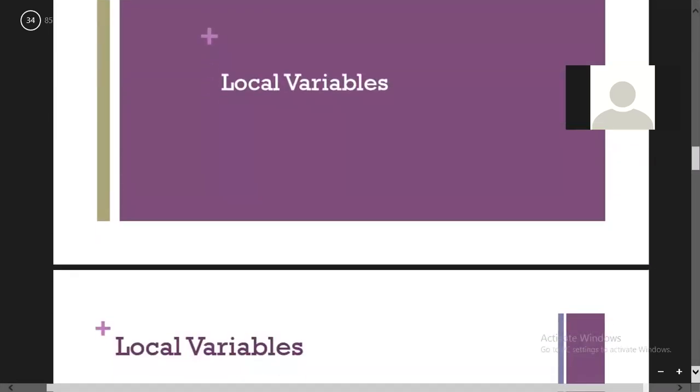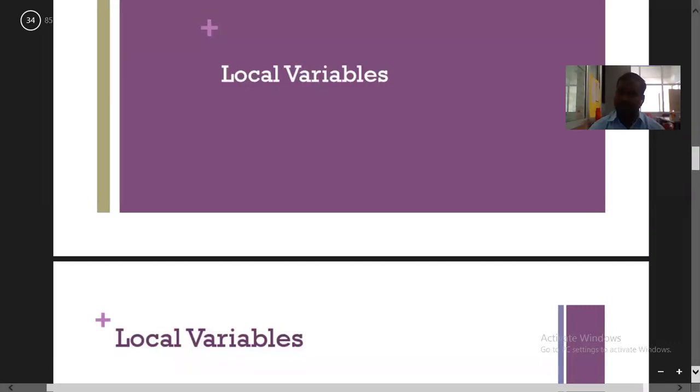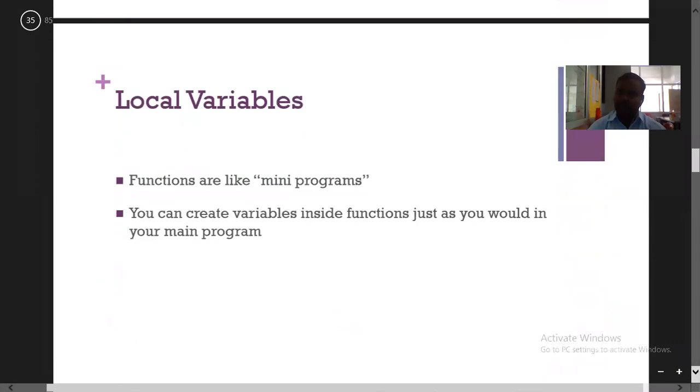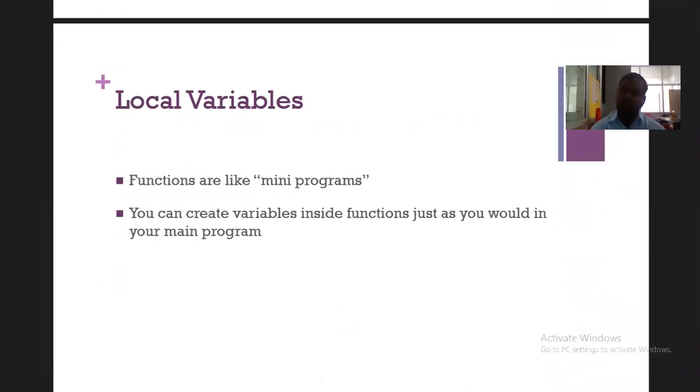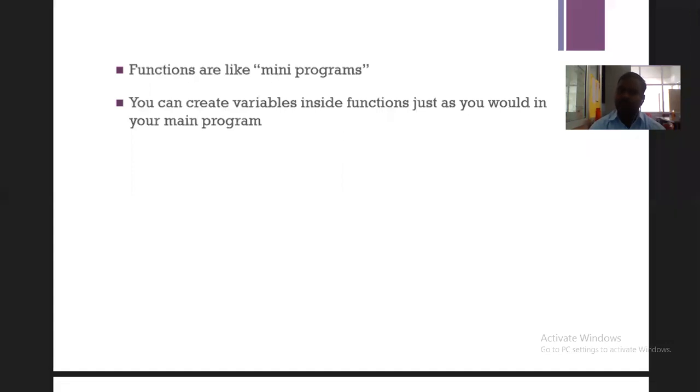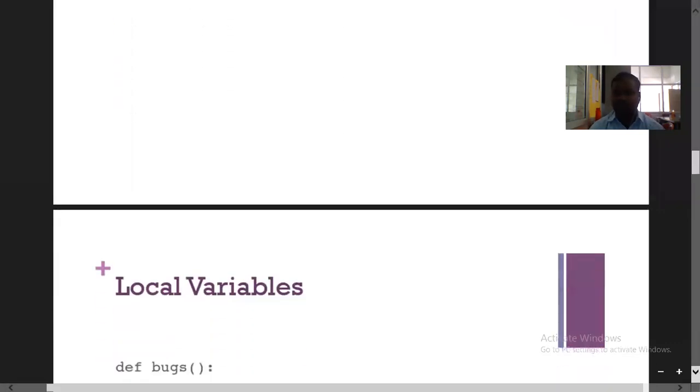Again, about the local variables, I explained to you: the variables which we declare in a function are local variables to that function. We can create variables inside functions just as you would in your main program. Means that if we need some variable for the function, we can create it in that function. Those variables are called local variables.